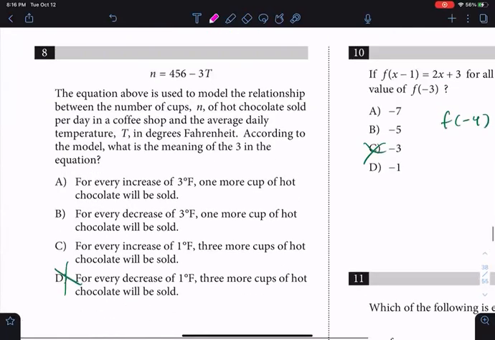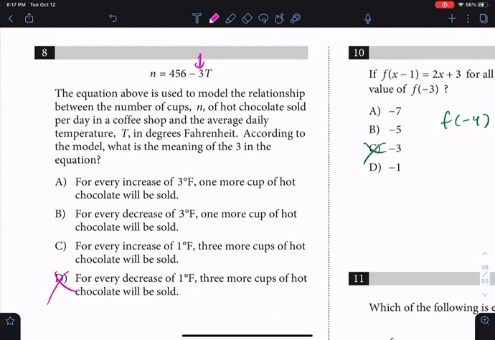Let's see. The equation above is used to model the relationship between the number of cups of hot chocolate sold per day in a coffee shop and the average daily temperature T in degrees Fahrenheit. According to the model, what is the meaning of 3 in the equation? So this is the rate, right? So this is going to decrease. So which one satisfies this? For every decrease of 1 degree Fahrenheit, 3 more cups of hot chocolate will be sold. I think it's D. Yes, this one, definitely.